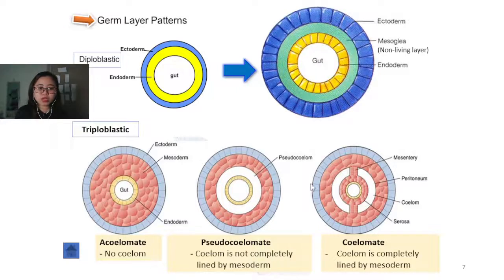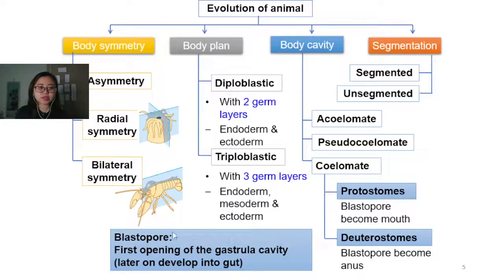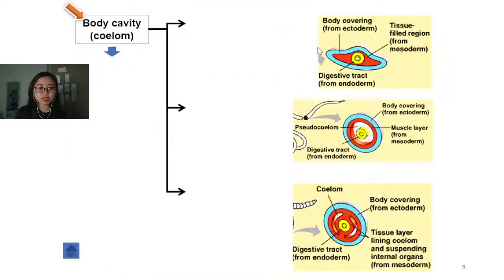So the blue one is ectoderm. The red pink one is the mesoderm, and the yellow one is the endoderm. As you can see, the coelom is here, surrounded by the mesoderm. Okay, so that is how you remember between these three triploblastic patterns. Now we're going to continue with body cavity.